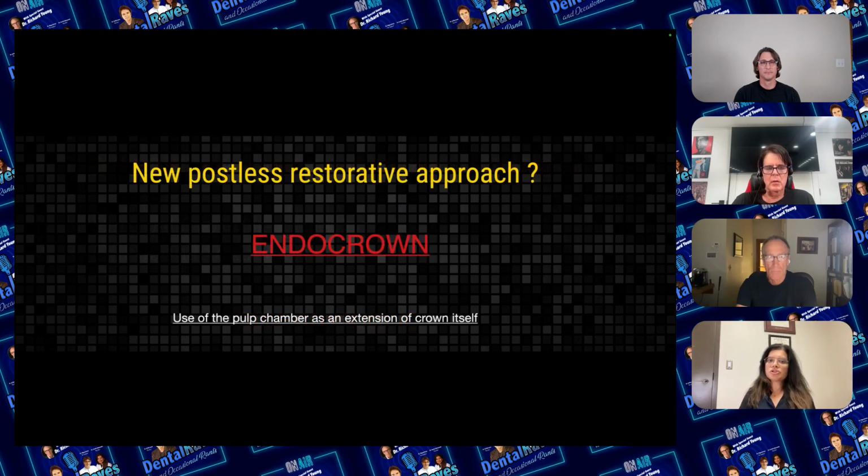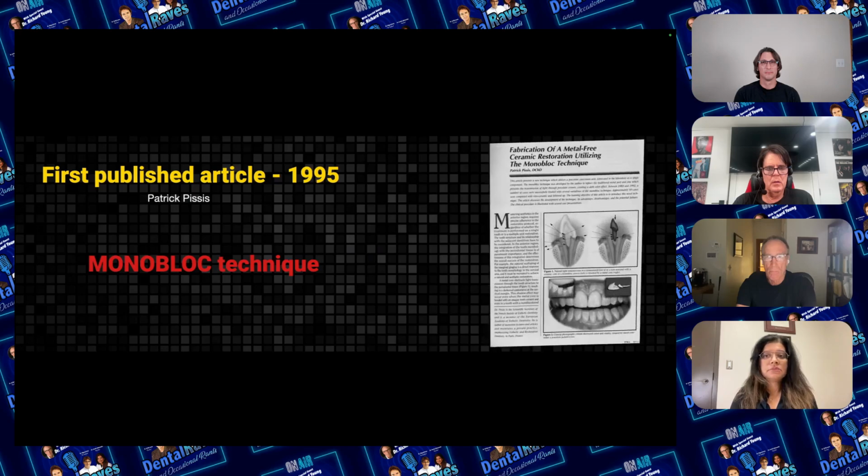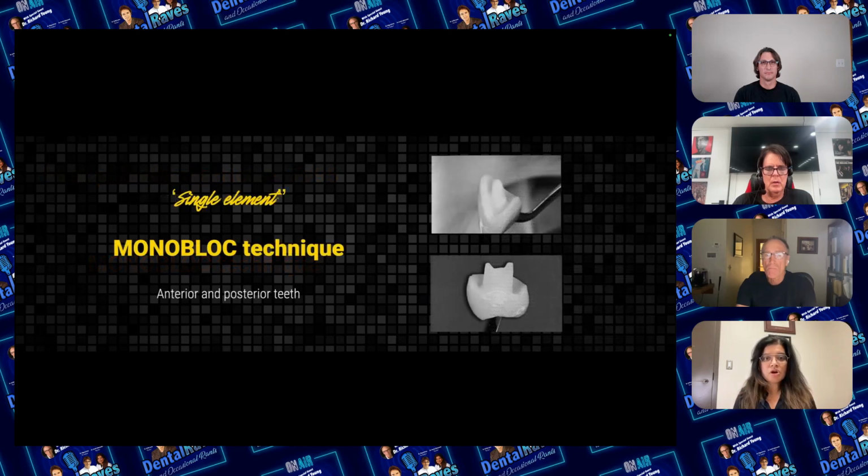So what is the new postless restorative approach? It is the endocrown, which means using the pulp chamber as an extension of the crown itself. The first published article, believe it or not, was in 1995. This is not new. It was originally called the monoblock technique. And this is again a very old classic paper about how they utilized the inside of the pulp chamber to produce a monoblock restoration.